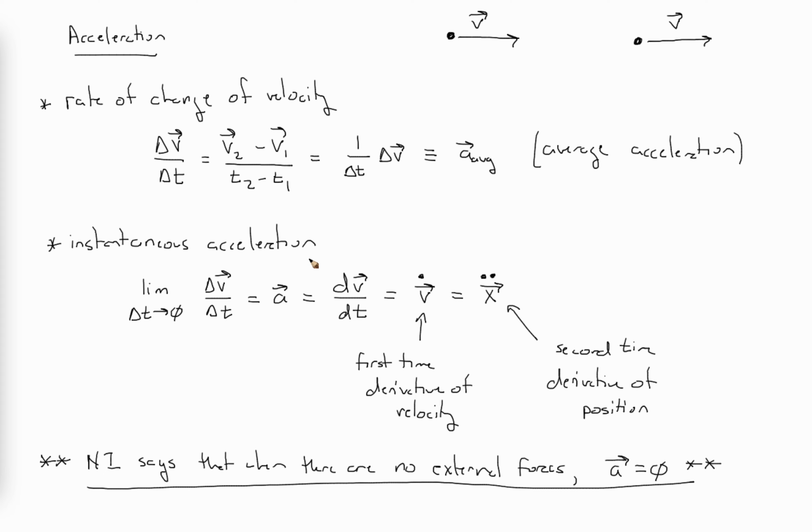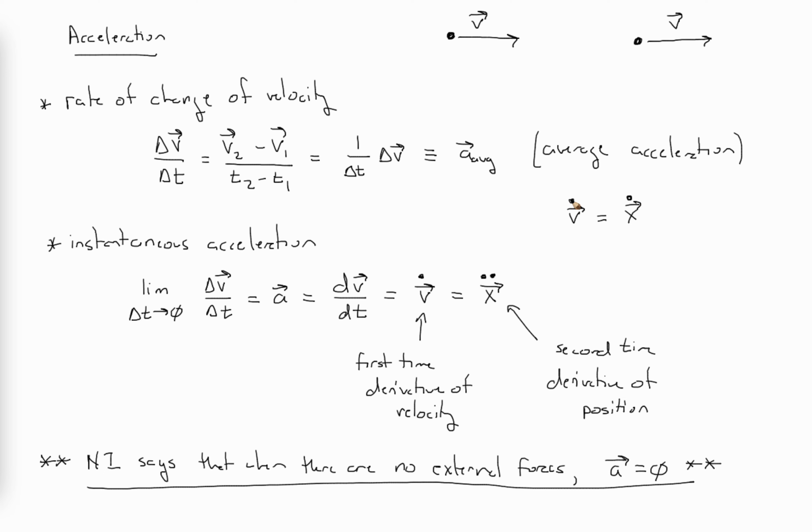We define the instantaneous acceleration, which is the limit as our time interval gets smaller and smaller of the change in the velocity vector. We call that the acceleration. And again, now we have four ways of writing this. We can write this as the derivative of the velocity or the change of velocity with respect to time. We can write that as v dot. So the dot here means the first derivative of velocity with respect to time. But the velocity is the derivative of position with respect to time. So velocity, remember, velocity is equal to x dot.